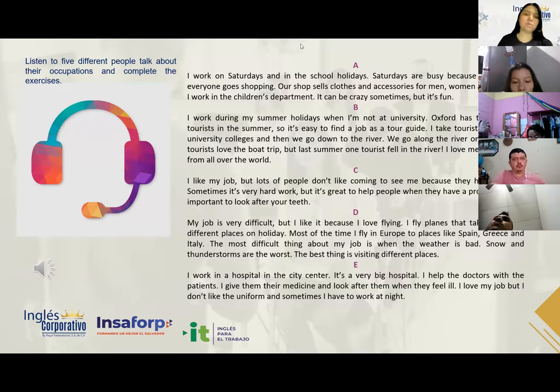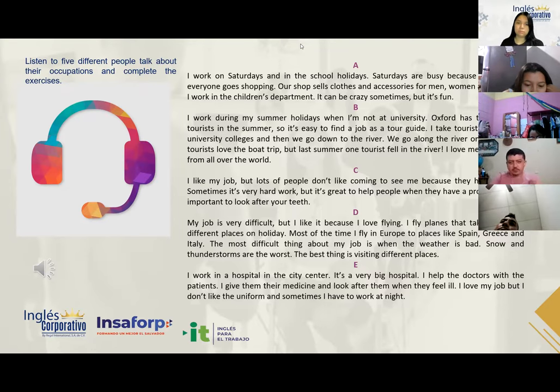I like my job, but lots of people don't like coming to see me because they hate dentists. Sometimes it's very hard work, but it is great to help people when they have a problem. It's so important to look after your teeth. Teeth, yes. D. Carlos.